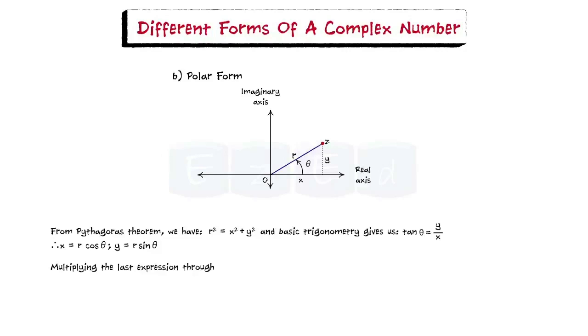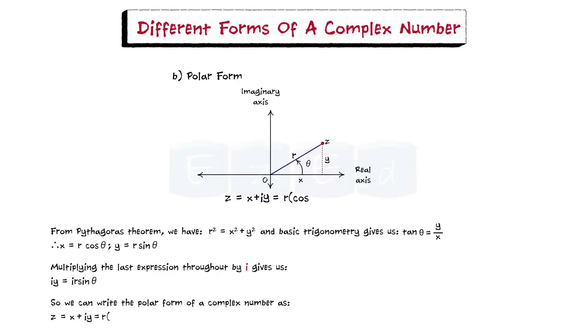Multiplying the last expression throughout by I gives us iy equals ir sin theta. So we can write the polar form of a complex number as z equal to x plus iy equals r times cos theta plus I sin theta.